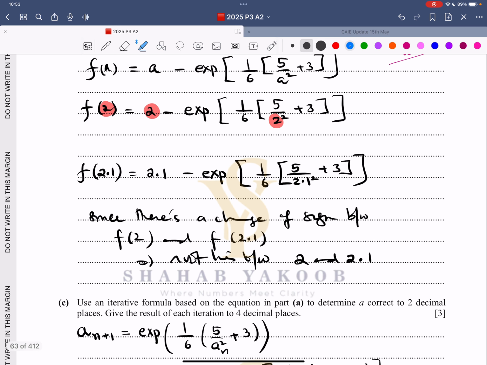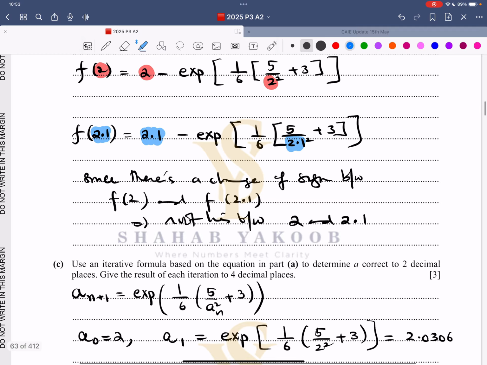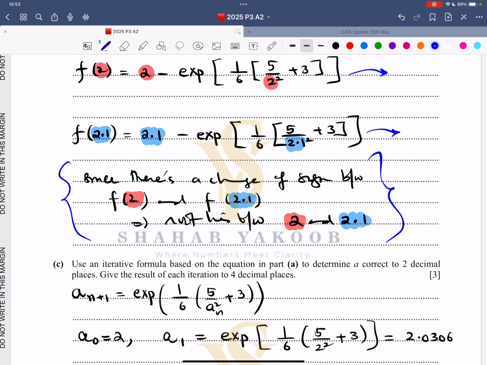And then over here I plug in 2.1, and evaluate. Since there is a change of sign between the two, one of them will be positive, one of them will be negative. So f of 2.1 and this one is f of 2 over here. Since there is a change of sign between the two values, therefore we would say root lies between the two values. That is the rule, that is the statement that you should write. One of them will be positive, the other one will be negative. I don't have a calculator handy at the moment, so you can calculate it later.